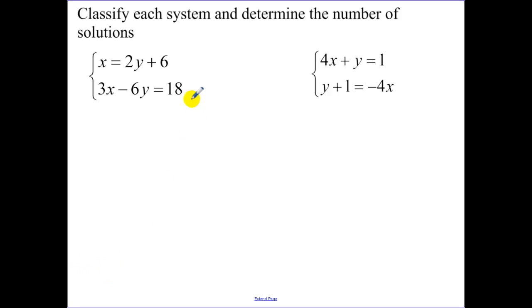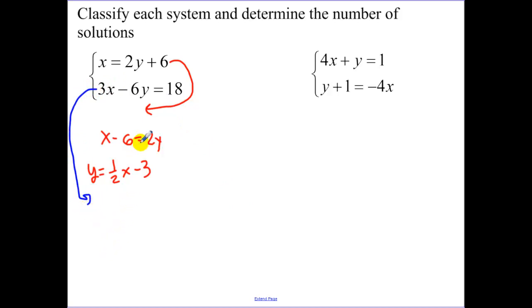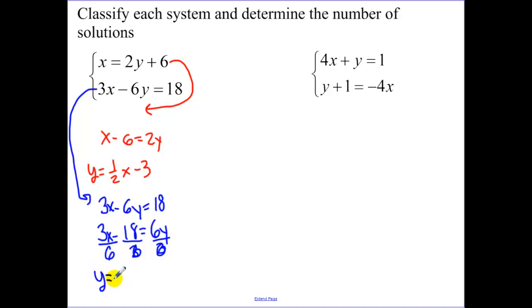Okay, classify each system and determine the number of solutions. So solve each one of the equations for y. Solving the top one for y, I'm going to subtract 6. And then I'm going to divide by 2, so I get 1/2 x minus 3. Taking this one and solving for y, I'm going to add the 6y over and subtract the 18. So basically reverse where those two are. And then I'm going to divide everything by 6. I apologize, 6. So we have y equals 1/2 x minus 3.